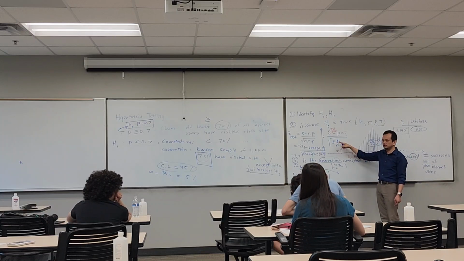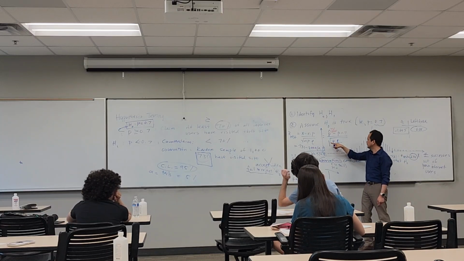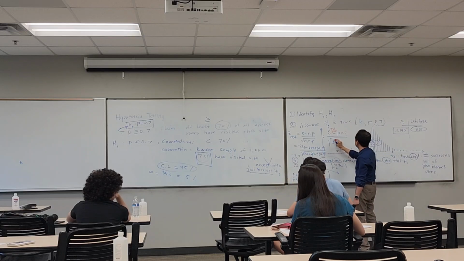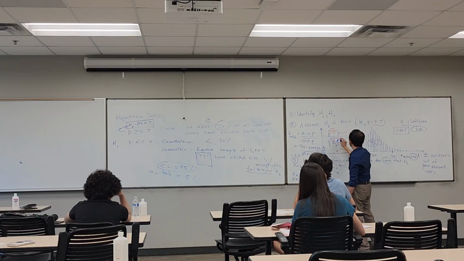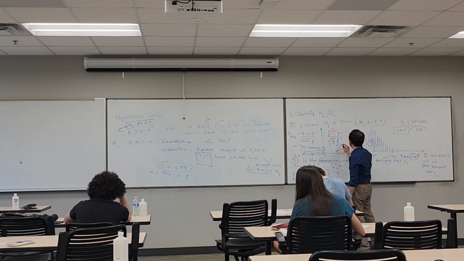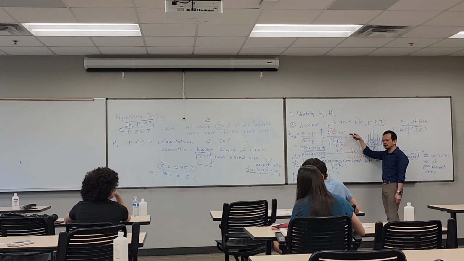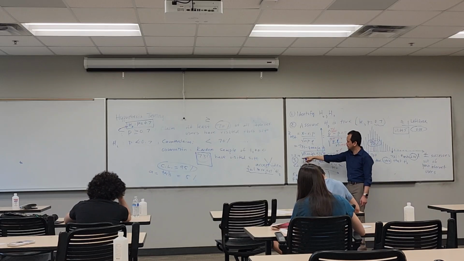And then the bottom numbers are the same as in the other formula. P is 0.7, Q is 0.3, N is 1,000. So if you put this formula in, you'll see that you get the same answer as before. You'll get exactly 2.14 as well.